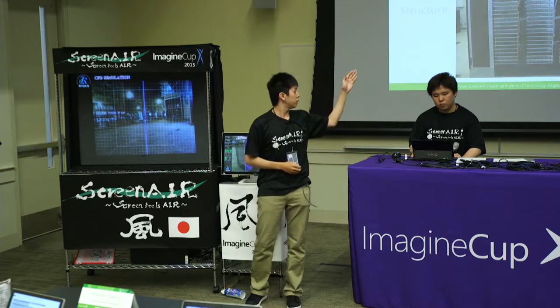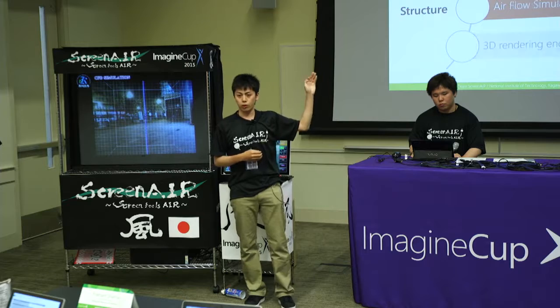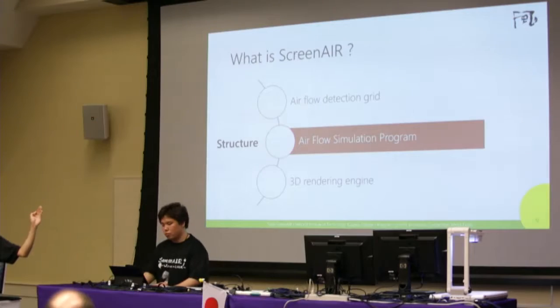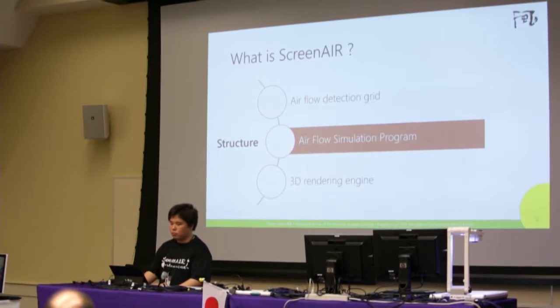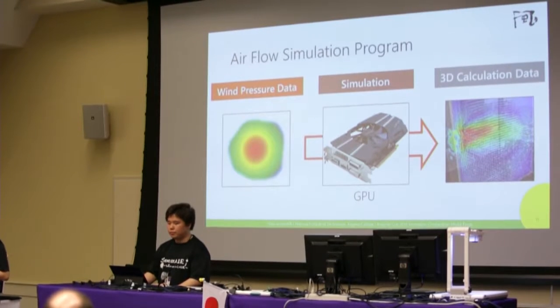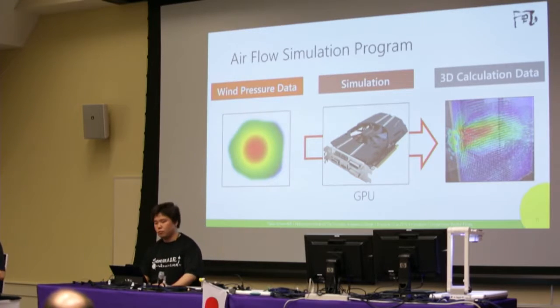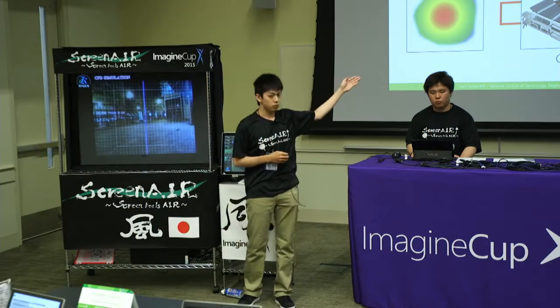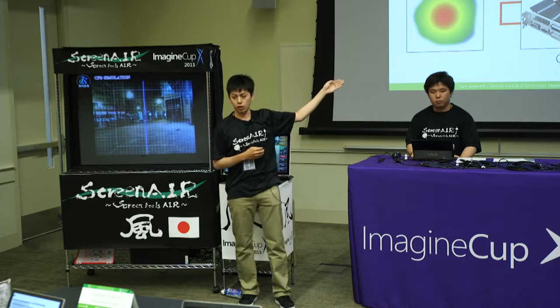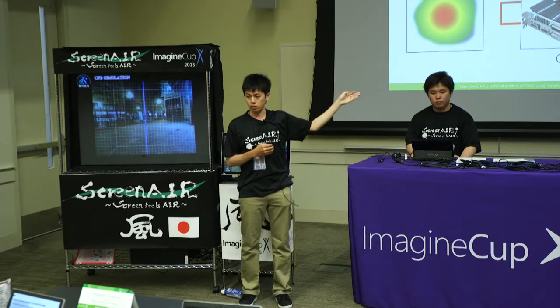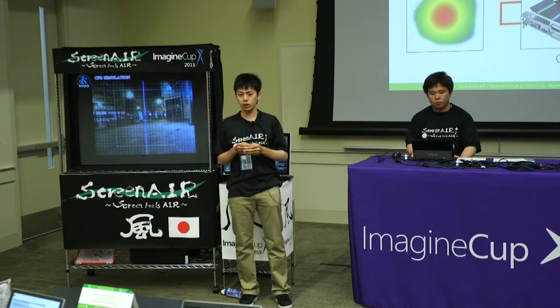And next, we would like to explain the airflow simulation. ScreenAir realizes three-dimensional airflow on the monitor by using two-dimensional wind pressure data. We apply the flow simulation, namely the Lattice-Boltzmann method, to the GPU. The GPU performs high-speed parallel operations, and the output is displayed in real time.